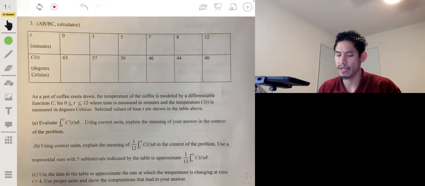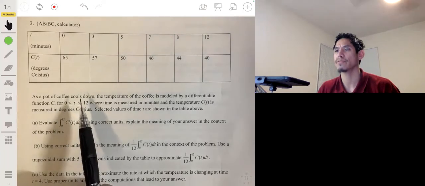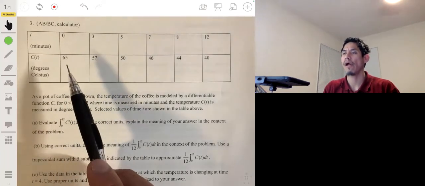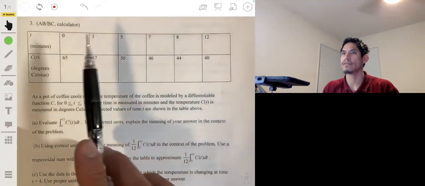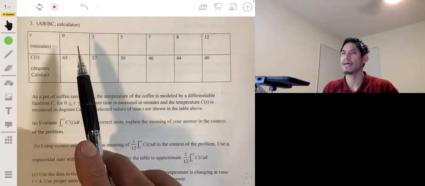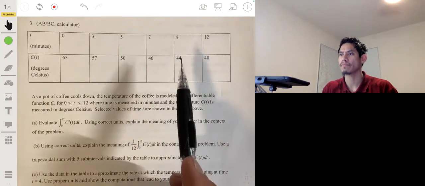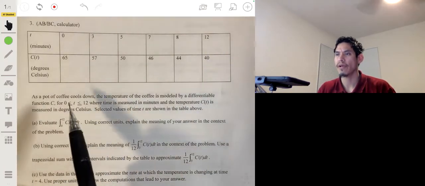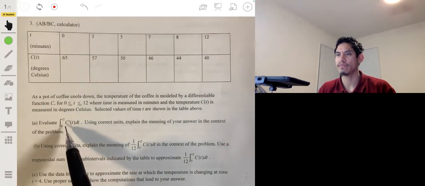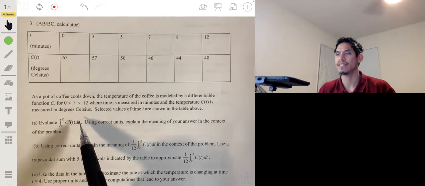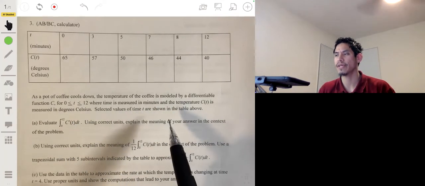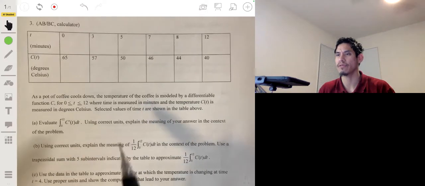All right, so here we have a pot of coffee that cools down, and the temperature is modeled in this table according to these time minutes. And so part A, let's evaluate this integral from 0 to 12 of c prime of t dt and explain the meaning of your answer in the context of the problem using the correct units.